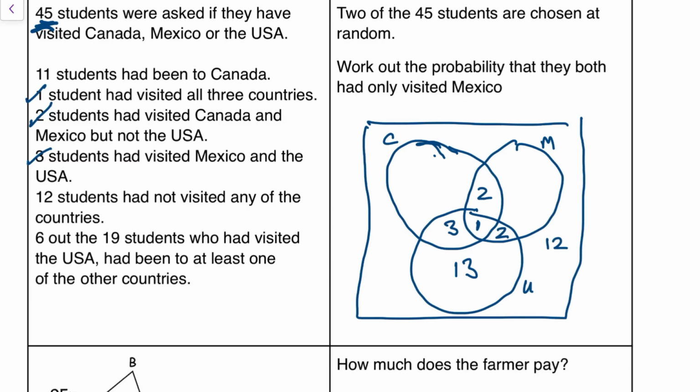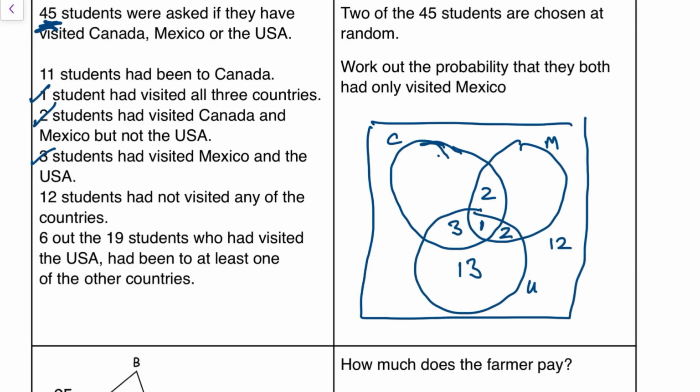Anything else? No, we haven't got there yet. So I've done that one, I've done that one. And then it feels like we're a bit stuck, doesn't it? It says, oh no, then we go right to the top. There we go. I knew I was missing something. 11 students had been to Canada. So currently I have 2 plus 1 plus 3, which is also 6, which leaves behind 5 here.